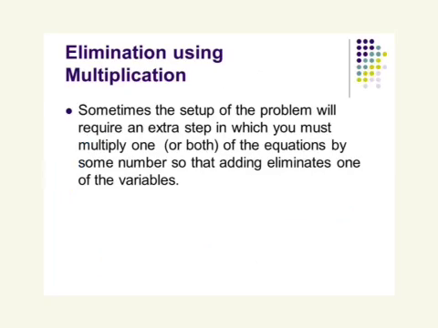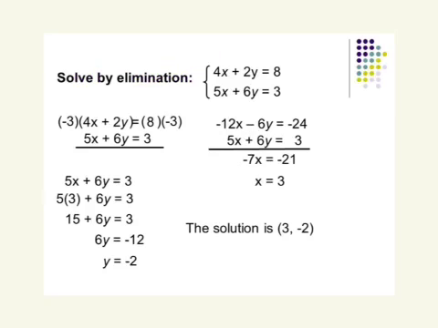Alright, we'll go ahead and finish up our lesson today by going over the second type of problem. And that is the type of system in which you must multiply one of the equations in order to eliminate a variable. So Titans, keep in mind, sometimes the setup of the problem will require an extra step in which you must multiply one, or possibly both, of the equations by some number so that adding eliminates one of the variables. So let's go ahead and look at our third example of the day today.